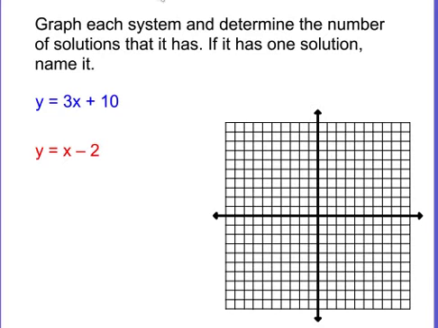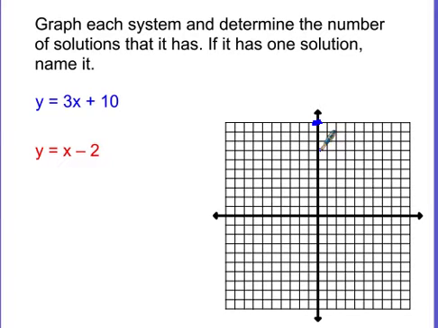All right, graph each system of equations. Graph each system and determine the number of solutions that it has. If it has one solution, name it. Okay, so y equals 3x plus 10. So this is a different graph here. 3x plus 10 is right here.